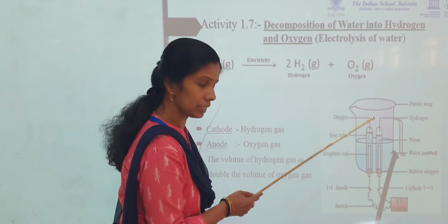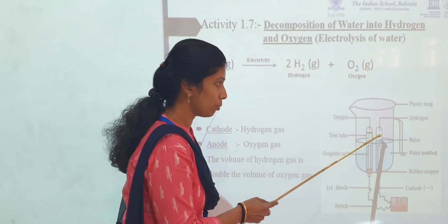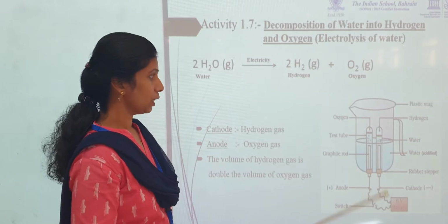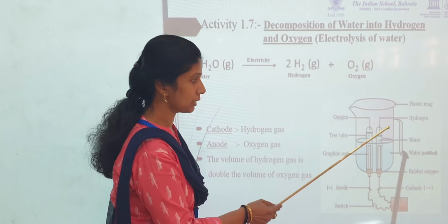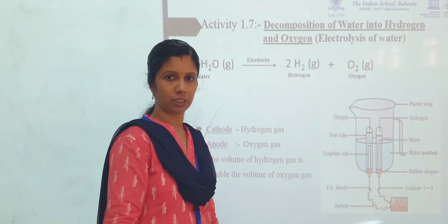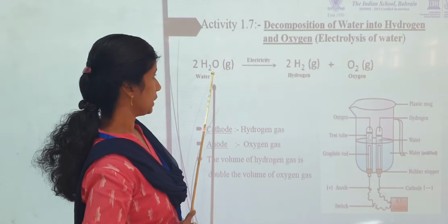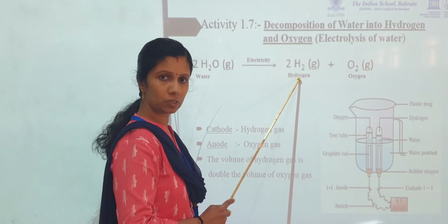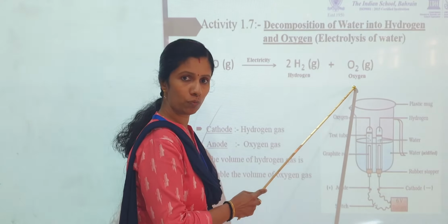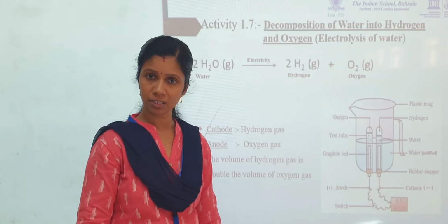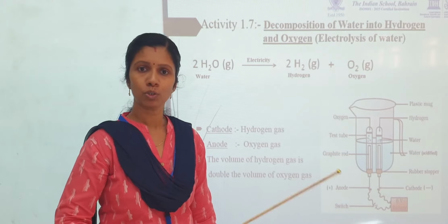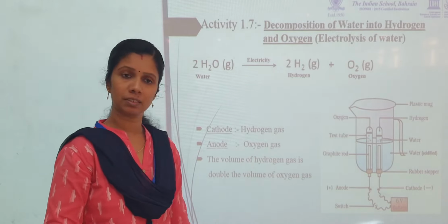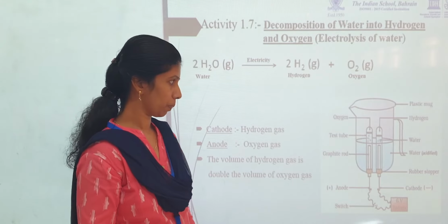From the figure, it is clear that the volume of the gas collected in both the test tubes is not the same. In fact, the volume of hydrogen gas is double the volume of oxygen gas. Because in this equation it is clear, during the electrolysis of water, we are getting 2 molecules of hydrogen and 1 molecule of oxygen. That means hydrogen and oxygen are present in the ratio 2:1 by volume. That's why the volume of hydrogen gas is double the volume of oxygen.